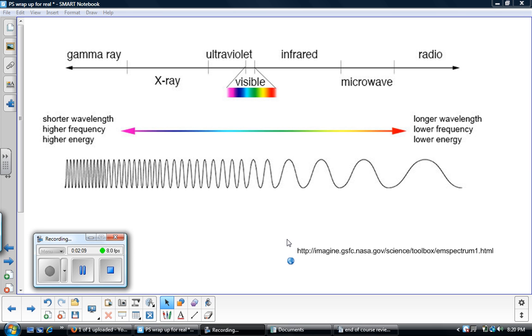Now, I could take all the people in this room right now and I could line them up based on their heights. And I would call that a spectrum based on heights. Or I could line you up based on your GPA. And that would be a GPA spectrum. All I've done here is I've taken all the different kinds of energy that can come from the sun, and I've just arranged it in order of wavelengths.